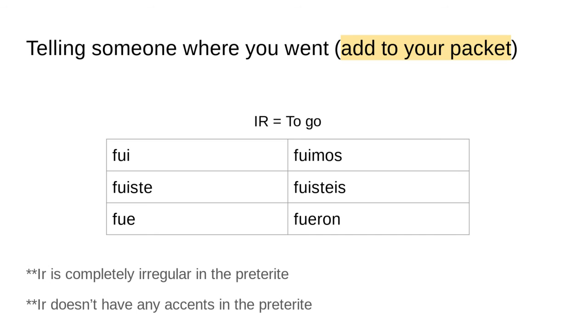Telling someone where you went. This is something that you need to add to your packet. It is not previously written. You would use your space below hacer or in the space where we said you didn't have to take notes just above to write the forms of ir. The verb ir means to go, and ir, like hacer, is completely irregular in the preterite. Here are the forms. Fui, fuiste, fue, fuimos, fuisteis, and fueron. As I noted before, ir is completely irregular in the preterite, and it does not have any accents.